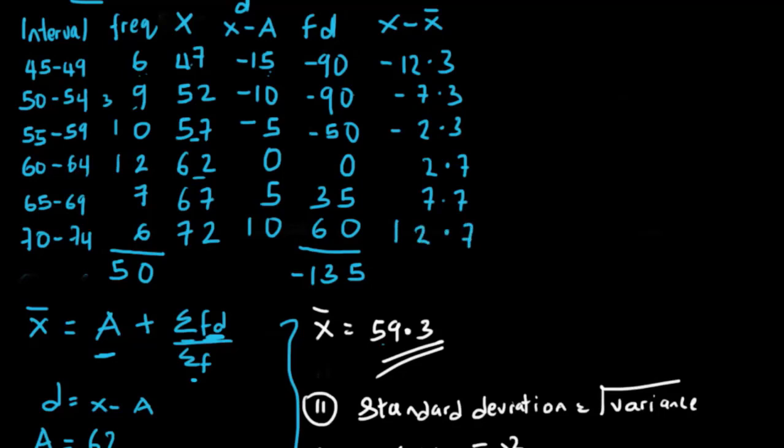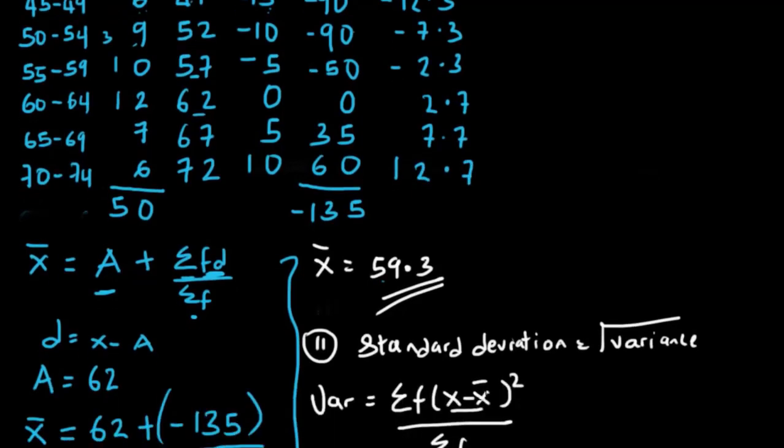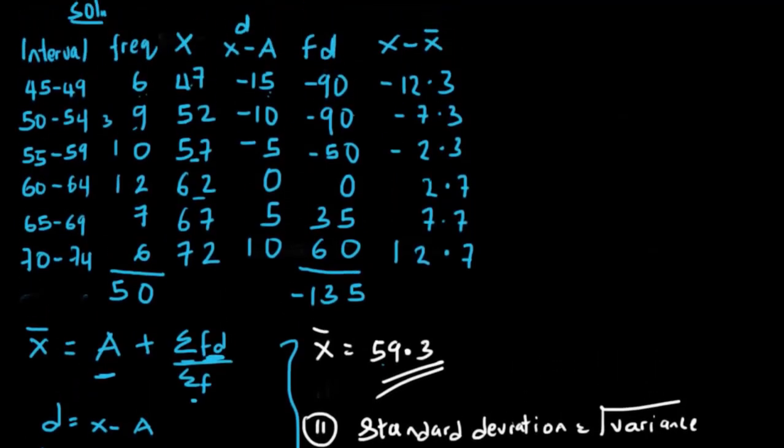Now I'll come back to the formula. We have x minus x bar square. So we need to square this column. Everything in this column we square it. So let's do that. X minus x bar square.